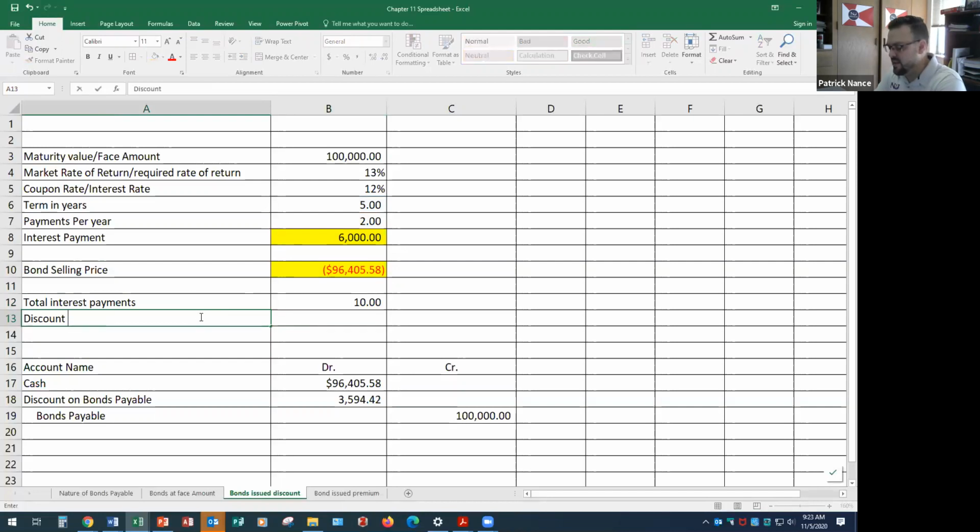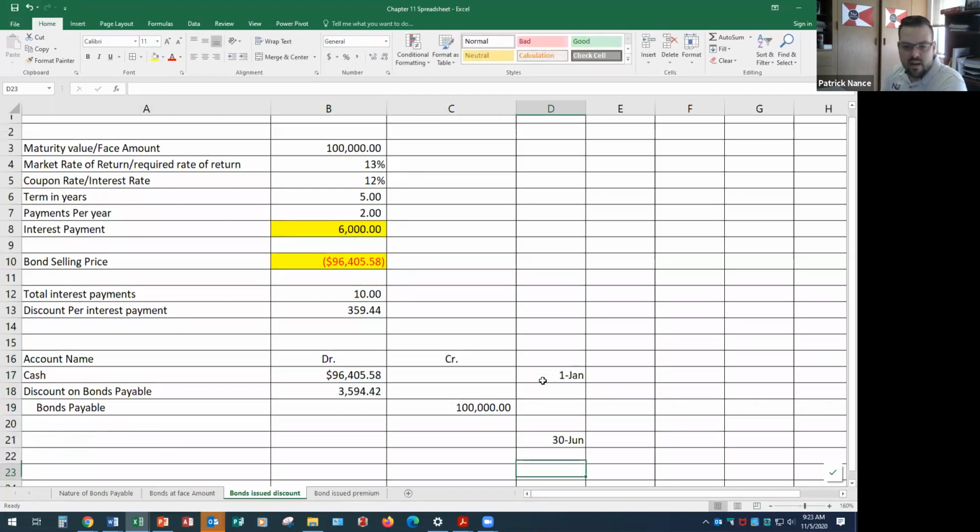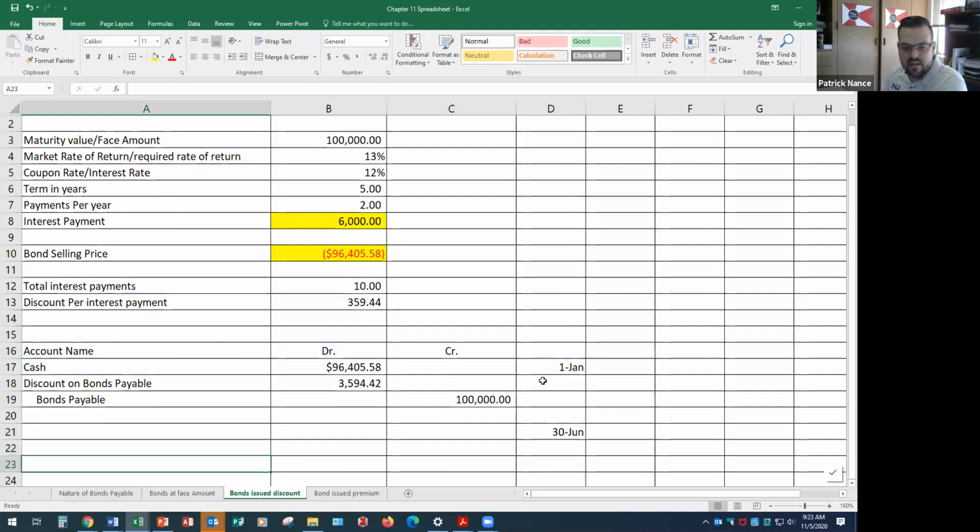And then now I can find the discount per period, or let's say discount per interest payment. How much of that am I going to use up, or how much of that am I going to amortize, is the term we use, for every single payment? And the answer to that is my total discount divided by the number of payments, so it's equal. So 359.44 is how much that's going to be. So when I make my first interest payment on June 30th, this is my January 1st entry. It doesn't change, just because I sold this for a discount does not change the fact that I am going to use cash and I'm going to pay the full $6,000.